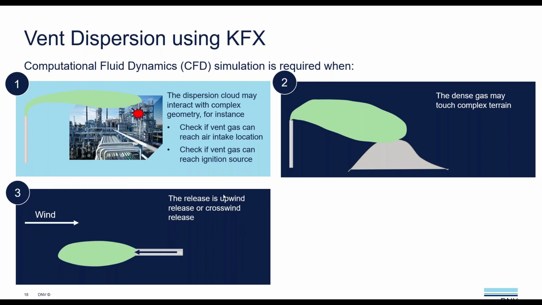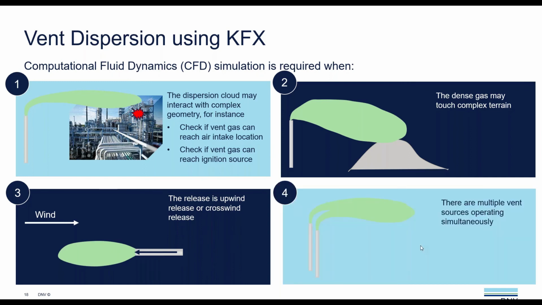If I want to model an upwind release or a crosswind release, you can use KFX for that. In FAST, we only model the downwind release. And lastly, you might want to consider if I have multiple vent sources that are operating simultaneously, then you want to look at the combination of the cloud dispersion. So you can also use KFX for that.